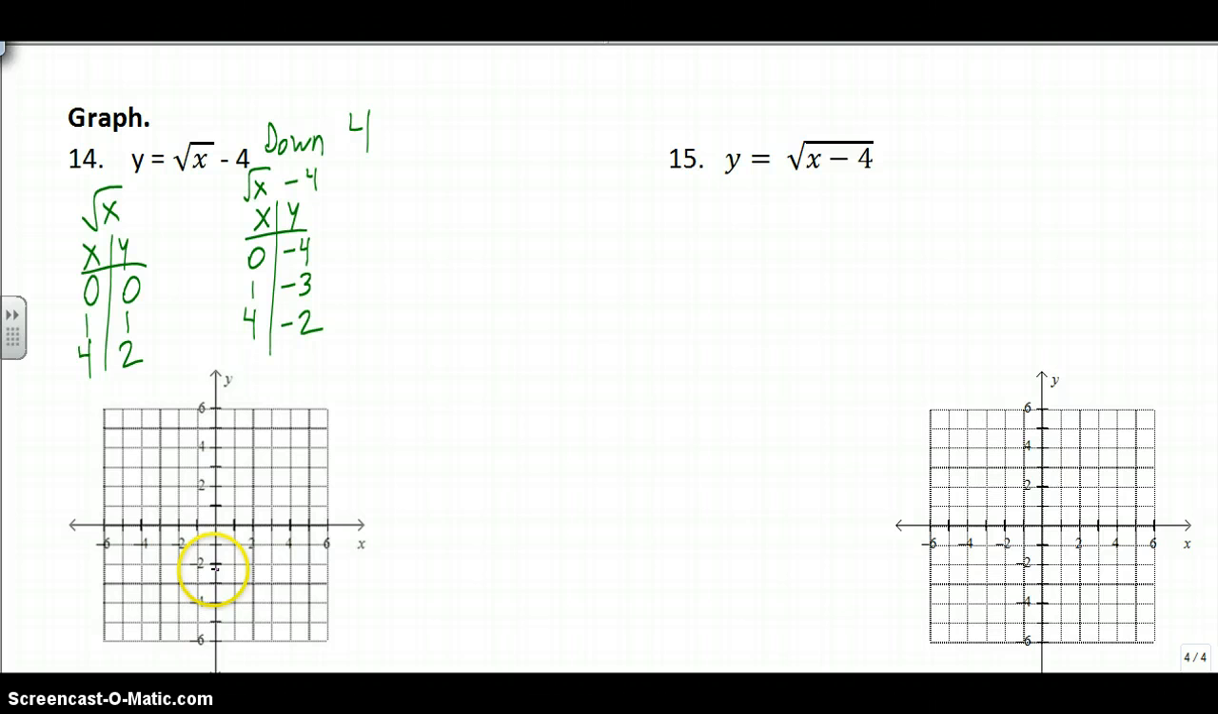Then you just have to graph it. 0, negative 4 is right here. 1, negative 3. 4, negative 2. Whoop, there's your graph. Okay. That was difficult.